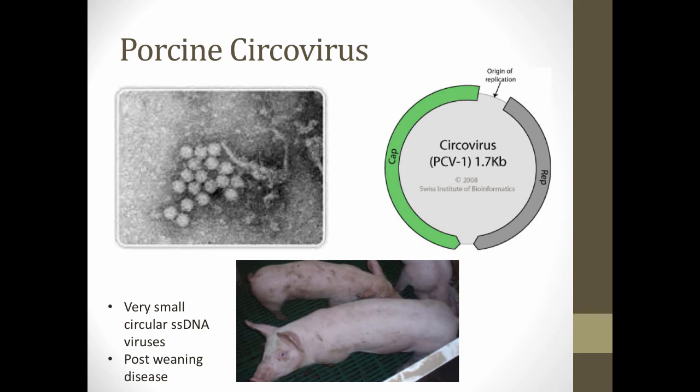Now, the last small single-stranded DNA viruses of animals that we'll look at is Porcine Circovirus. So again, very small, circular, single-stranded DNA virus. Circoviruses generally have two open reading frames. One for the capsid, which forms the structure of the virion, and one for the rep protein, which mediates DNA replication. And these porcine circoviruses cause economically important diseases in pigs, so mostly a post-weaning type disease.